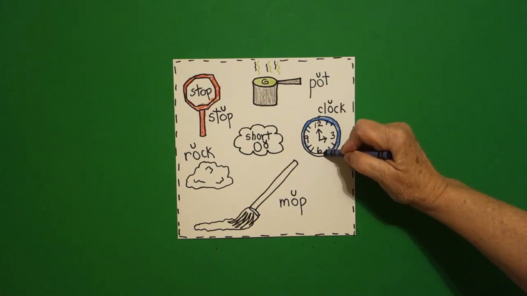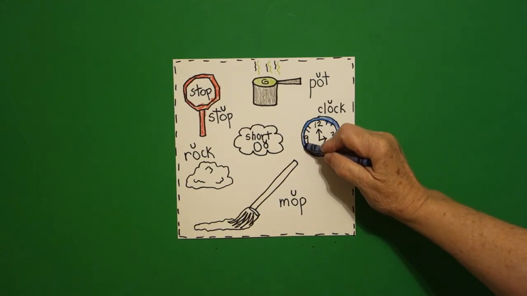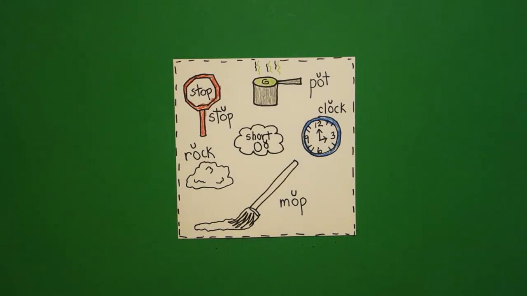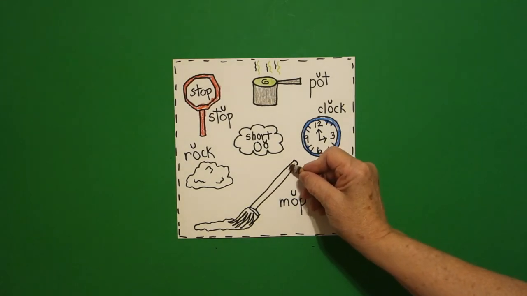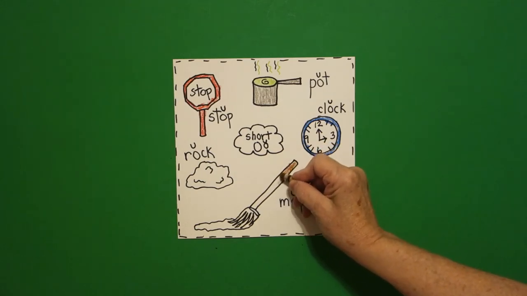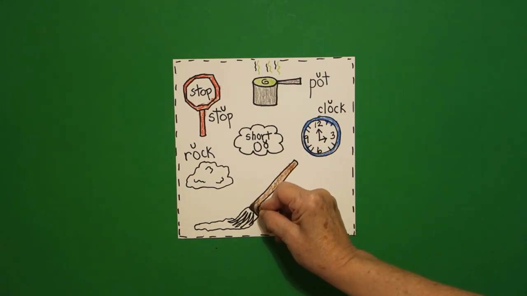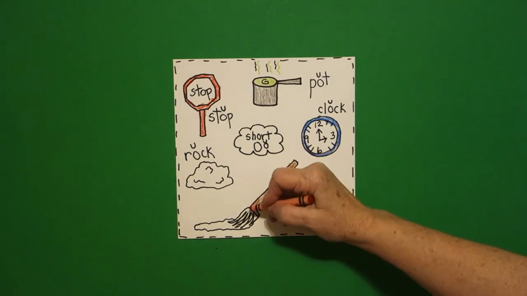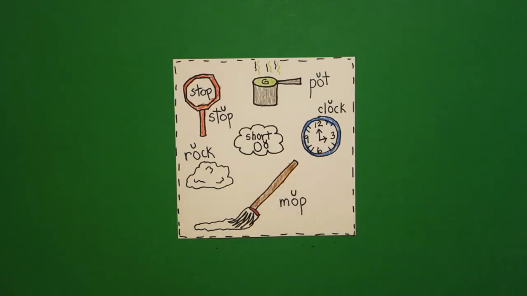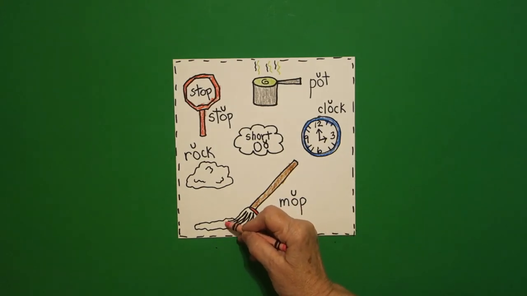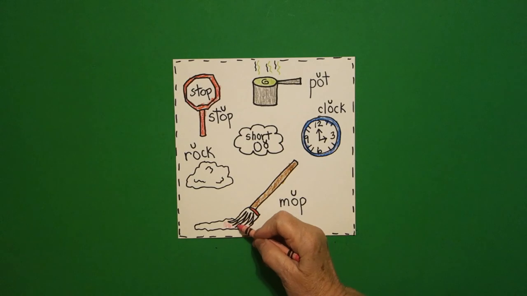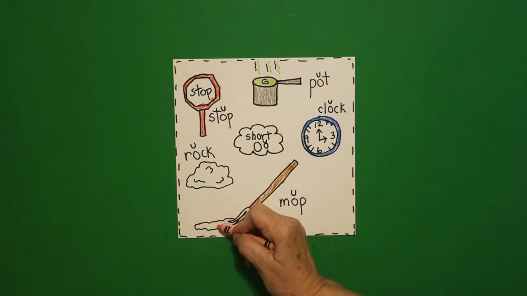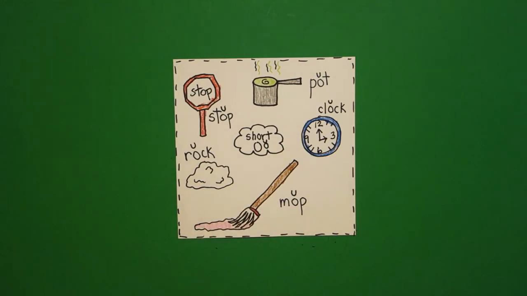You could also do this any color you want. Next, I took my brown for my mop, and I'm going to color the handle brown. I'm going to color my little holder down here red. I'm going to leave the mop white, but I'm going to color my cleaning fluid or whatever down here at the bottom. I'm going to make that pink just for a pop of color. It could be any color also that you choose.